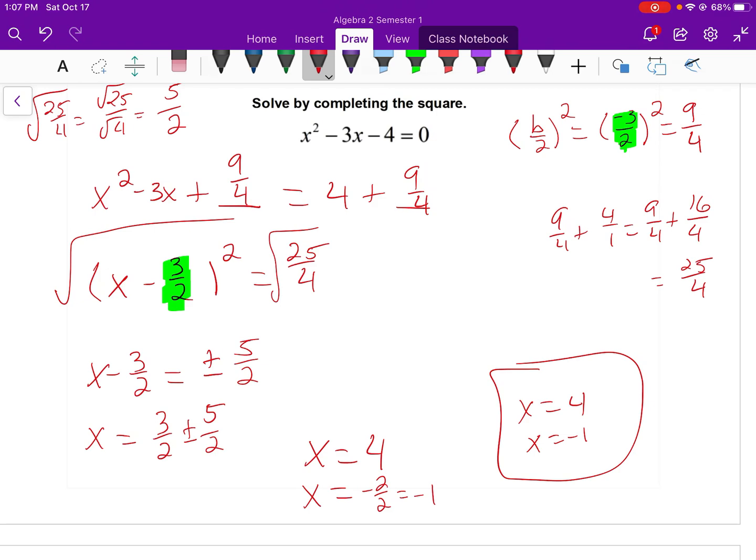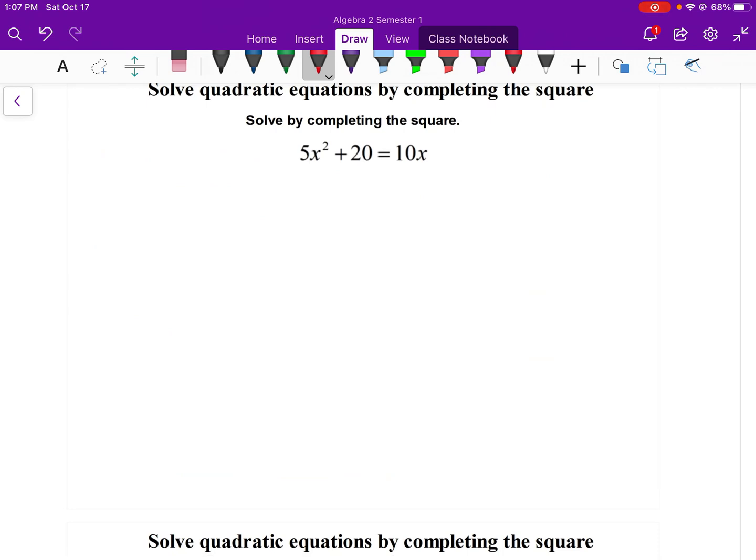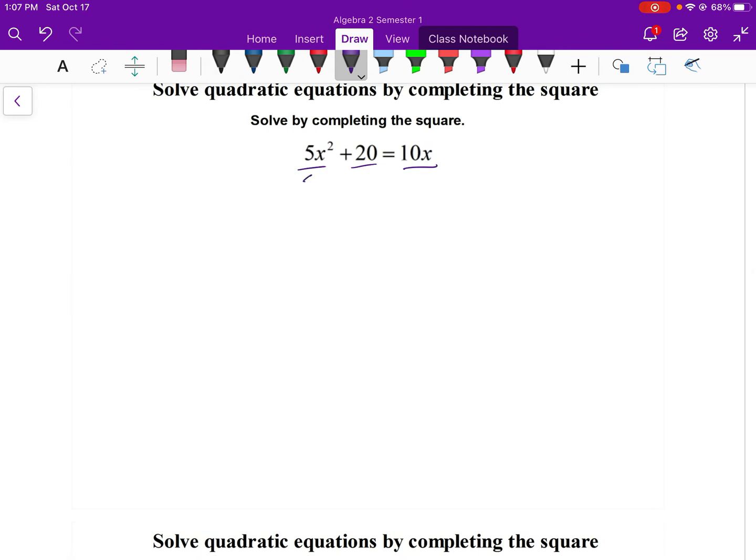Alrighty. So the next one, a little more complicated due to the fact that our a value is not 1. Again, I said we could take care of that a value being 1 right away, so let's go ahead and do that. In order to make the a value 1, we're going to have to divide by 5. So we're going to go to every single term and divide by 5. So I got x squared plus 4 equals 2x. Now I need to get my quadratic and linear term to one side. So x squared is on the left side. If I bring that 2x over, that's going to be minus 2x.